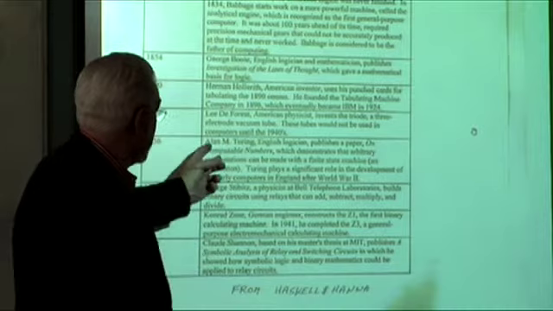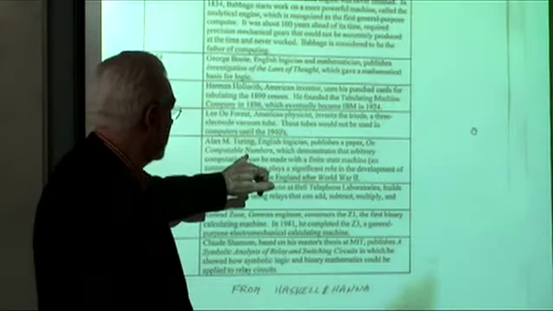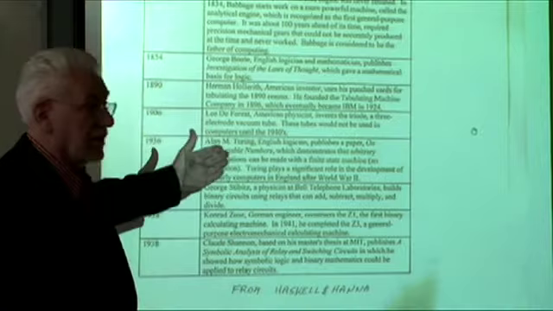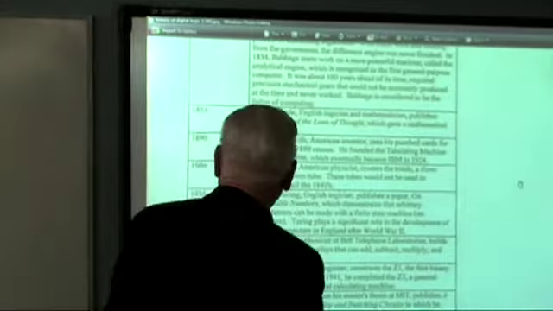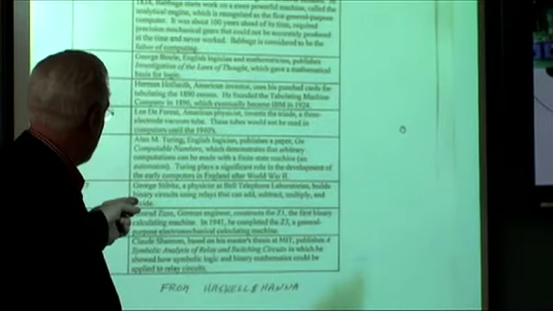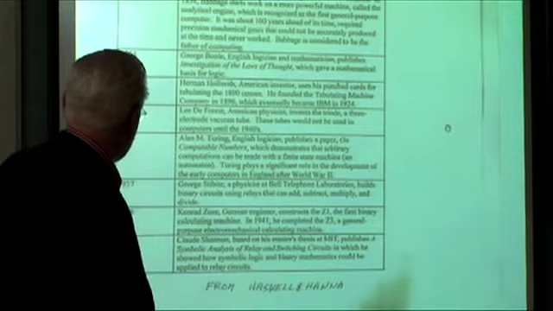1936, the gentleman here, Turing, English logician, published a paper on computable numbers, and he invented what was called the Turing machine. If you go for higher degrees in electrical and computer engineering, you will study the Turing machine. 1937, George Stibitz, physicist at Bell Labs, builds a binary circuit using relays that can add, subtract, multiply, and divide.